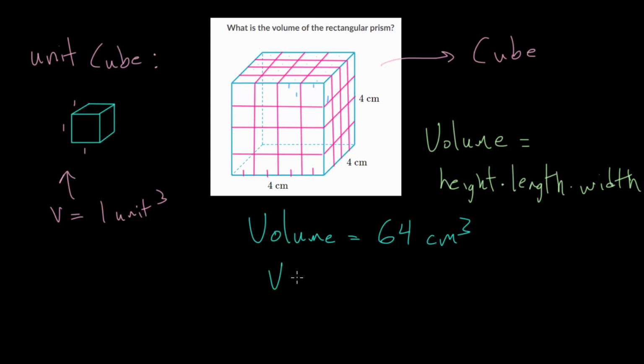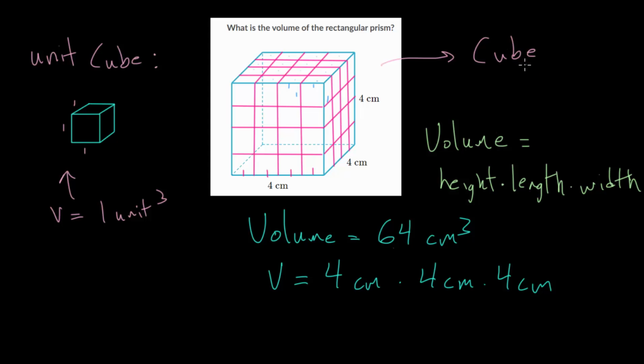Notice that 64 is really just the product of 4 times 4 times 4. So if we take each of our dimensions, our height, our length, and our width, and multiply them together, we get this 64. So it does make sense that this is the formula, the formula that we noticed on the previous problem from the intro video.